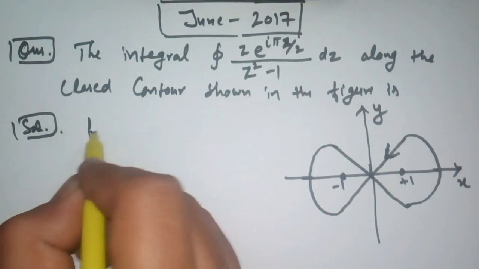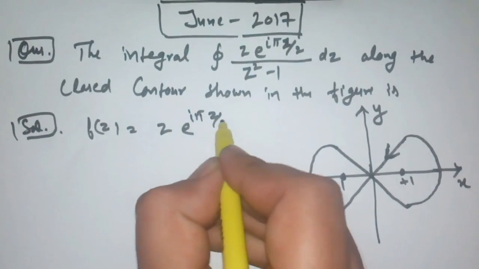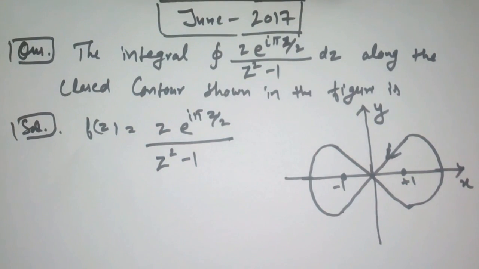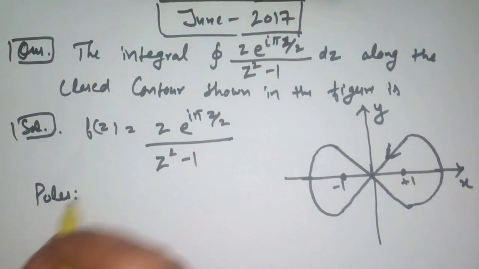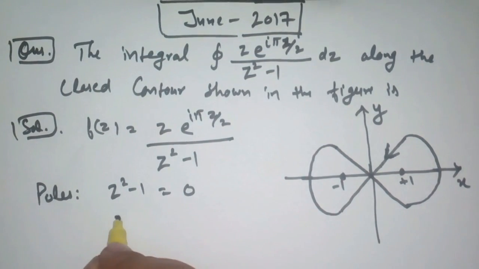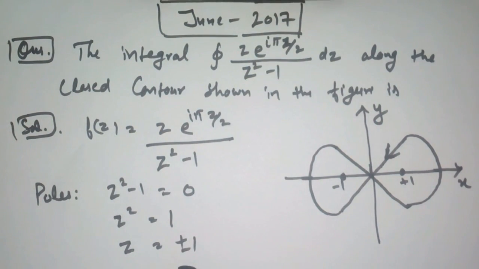Now here the function is z exponential iota pi z upon 2 upon z square minus 1. So first we have to find the poles, which can be found by z square minus 1 equal to 0. So z square is equal to 1, which gives z equal to plus minus 1. Now here you can see that both these values, plus minus 1, are inside the contour. Now let's find the residue at these points.